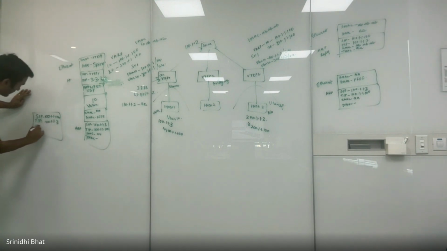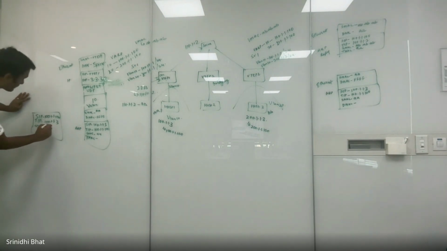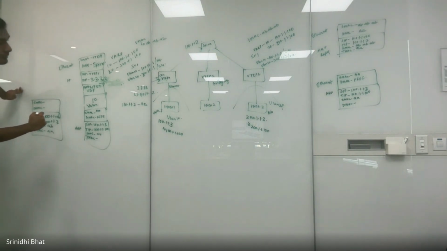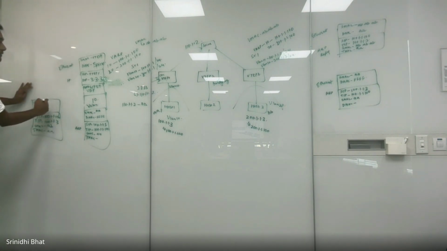Source MAC would be AB, the virtual MAC. Here you would have the source MAC. So from here the source MAC would be the switch's source virtual MAC, which is AB, and the destination MAC is A.